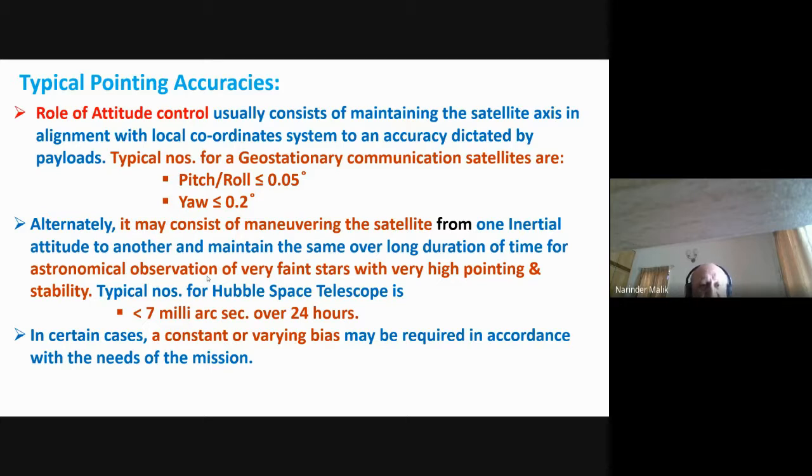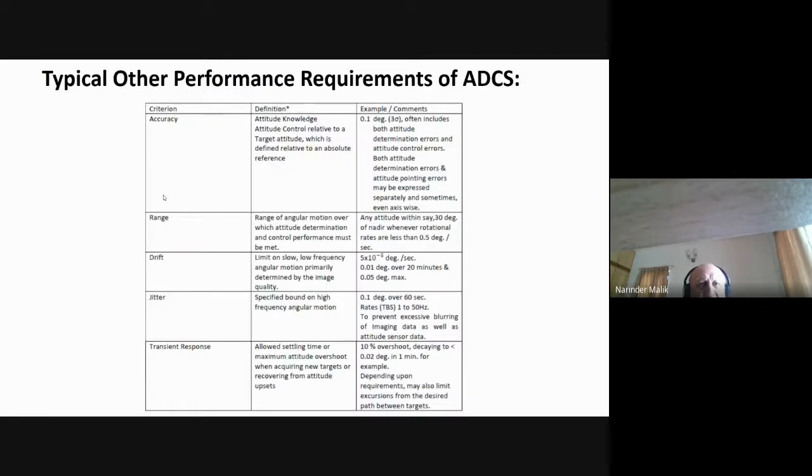In certain cases, we need a constant or varying bias for any scanning motion according to the needs of the mission. Jitter is a high frequency component. Accuracy is the attitude knowledge, from the actual position to what accuracy you are able to determine. So typically 0.1 degree is 3 sigma. That includes attitude determination, attitude sensing, everything.